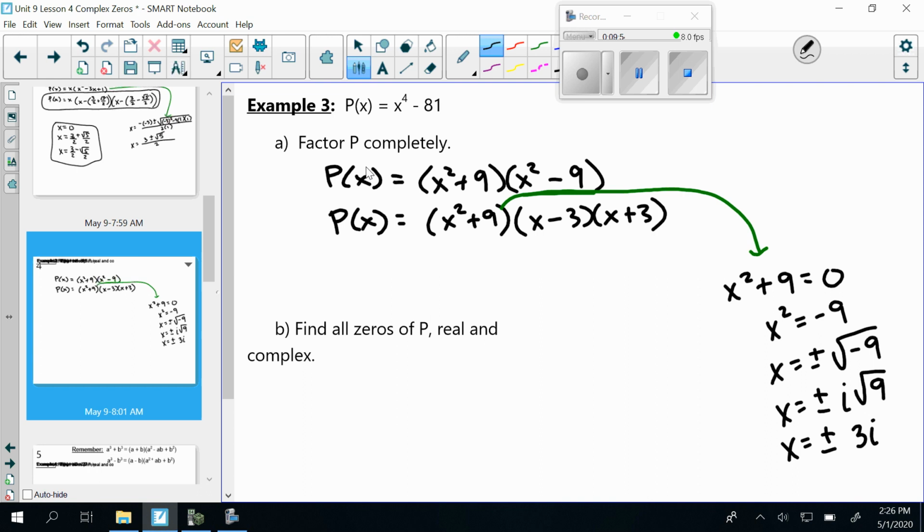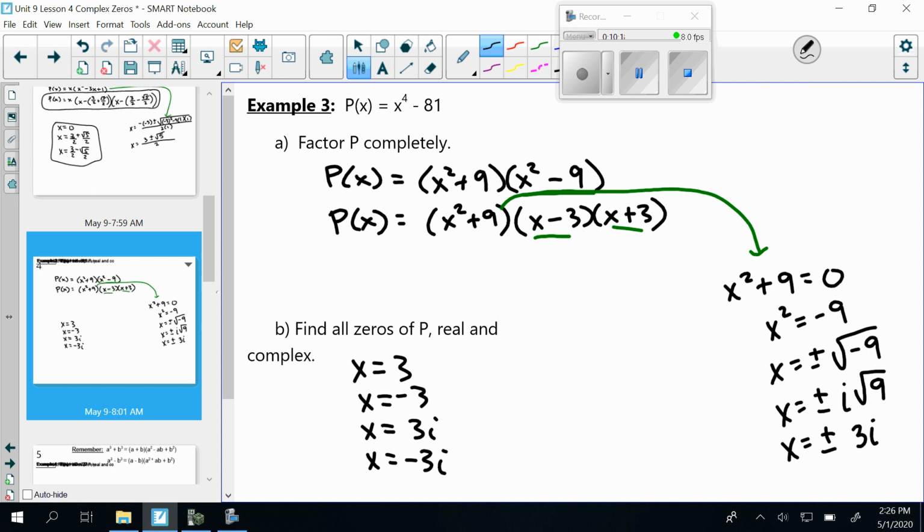and we got to remember we have these two factors here as well. So those two factors would give us, if we put them equal to 0, 3 and negative 3. And then the two zeros we just got solving over there. So we get positive 3i and negative 3i. So this one has 4 factors to it.